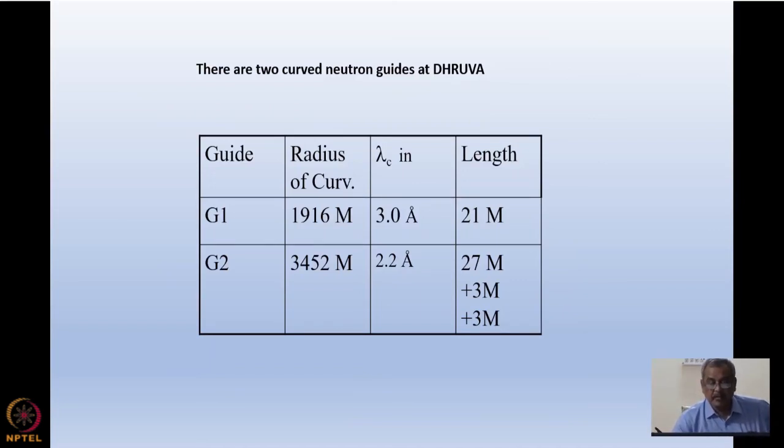These are curved guides. One guide has a radius of curvature of 1.9 kilometers or 1916 meter. The other guide has a radius of curvature of 3.5 kilometer approximately, which is 3,345.2 meters. The more the curvature, the larger is the value of the critical wavelength, the cutoff wavelength. So for the smaller radius of curvature, the critical wavelength is larger, 3 angstrom, and for the less curved guide whose radius of curvature is larger, if it is straight it will be infinite, we have got the critical wavelength of 2.2 angstrom. And this has got 27 meters, then there is a gap, then 3 meters, then there is a gap. And in these gaps, we have instruments that are lined up.